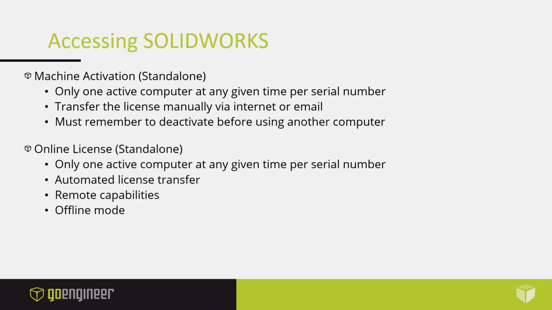The other method is another standalone. So it's the same standalone license, but you switch it over to online license. This is kind of the ideal method for an engineer with 2 or 3 or 4 or whatever computers that they're running the program on. So again, you can only have 1 computer running at a time with the given serial number, but it's an automatic license transfer. So when you close the program, SOLIDWORKS automatically deactivates. You don't have to do anything.